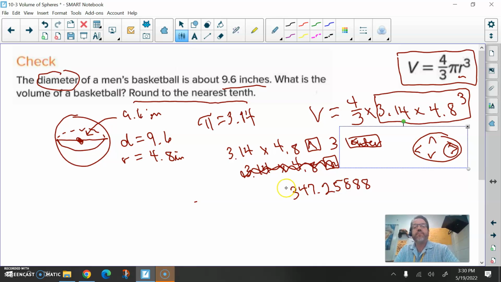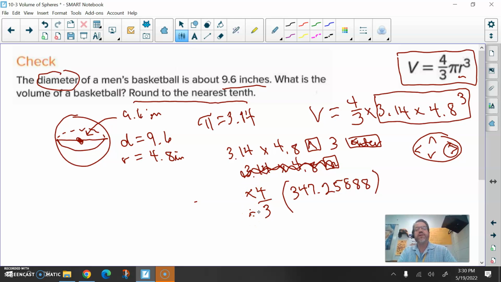But we do have one more step now that we have to do. How do we find 4/3 of this? So what you need to do is take this value, multiply it by the top number. So we're going to multiply by the 4, and then we'll divide by 3. So you can try that right now. Take 347.25888 times 4, and then divide that by 3. And when you're all done, you should get 463.